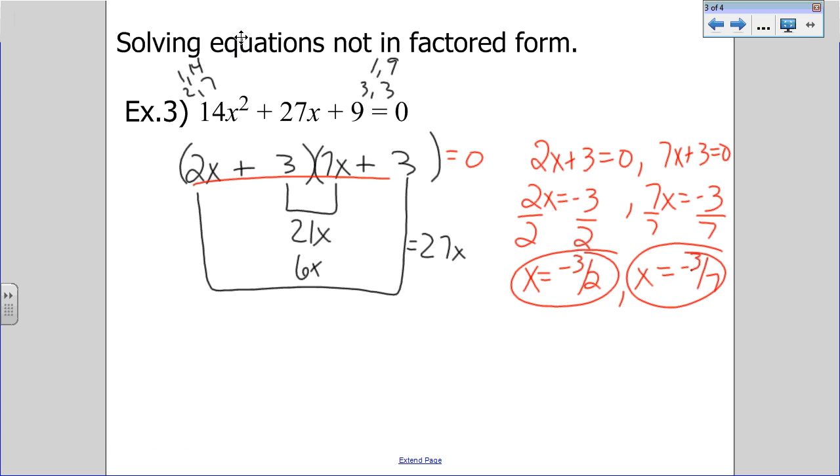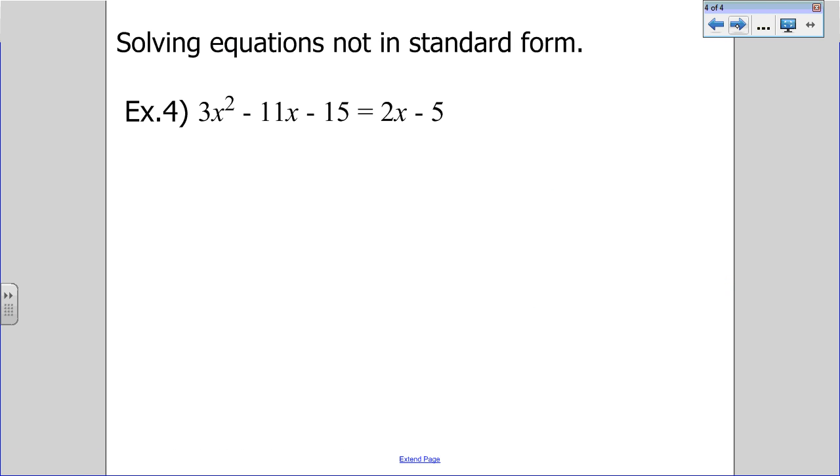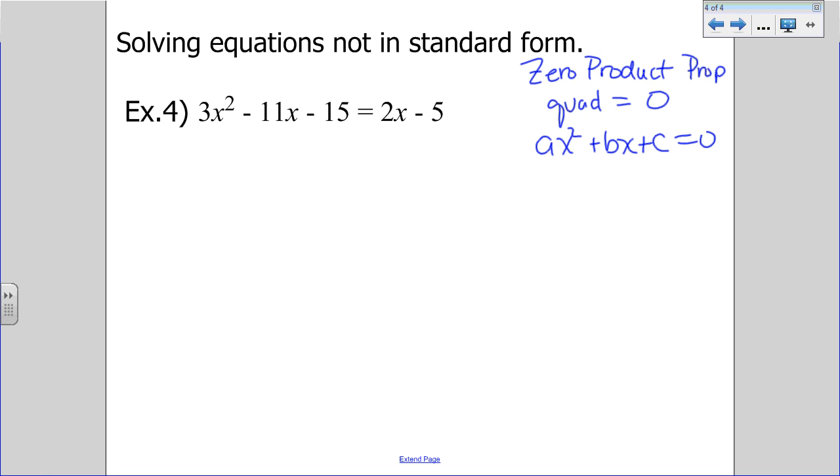All right, so we took a look at this, but sometimes we do have to end up with fractions for our solutions, and that's okay. So let's take a look at our last example. Now we're solving when it's not in standard form, which means we don't have our zero product property. In order to use the zero product property, the quadratic needs to equal 0, which is what it means to be in standard form. We have to have ax squared plus bx plus c equals 0.